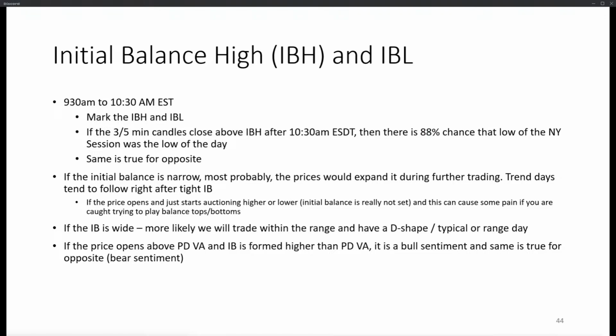And then there's some rules that we have. If three 5-minute candles close above IBH after 10:30 Eastern, then there's an 88% chance that the low of the day was set. And of course, the same is true for the opposite. If we close three 5-minute candles below IBL, then the high of the day has been set, and that gives you probabilities for shorting, right? And it gives you a little bit more statistical edge.